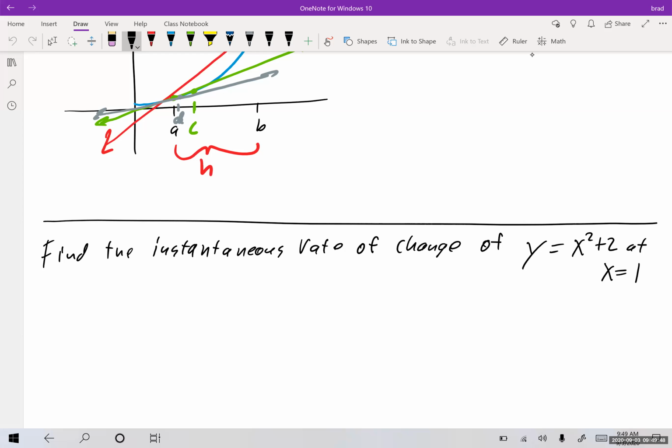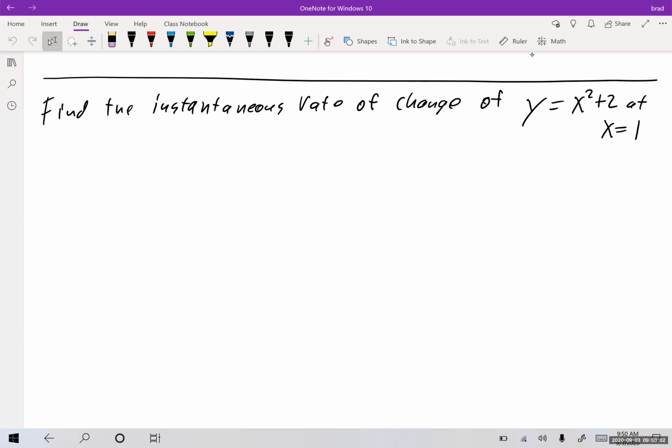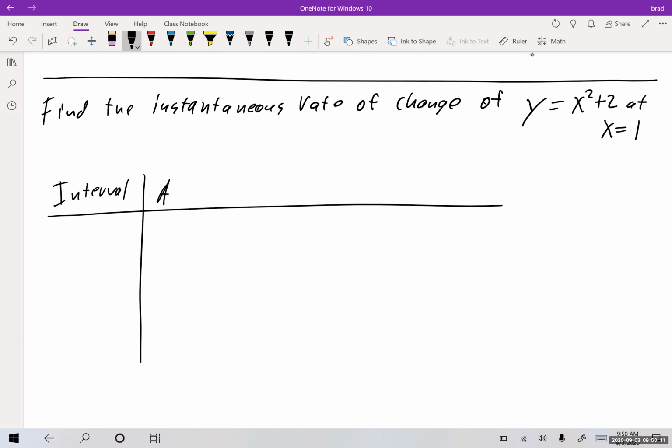If we want the average rate of change to start approaching the instantaneous rate of change, we have to keep moving our value closer and closer to the point. So I'm going to draw a little chart and put some intervals. Then I'm going to have average rate of change. That'll be it for now.